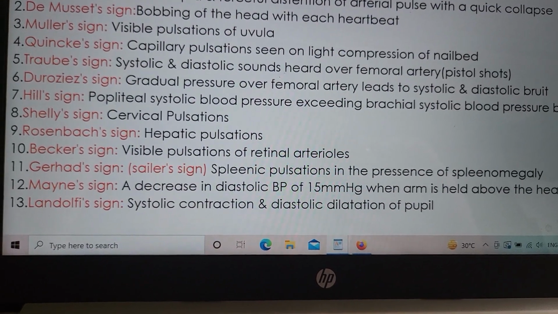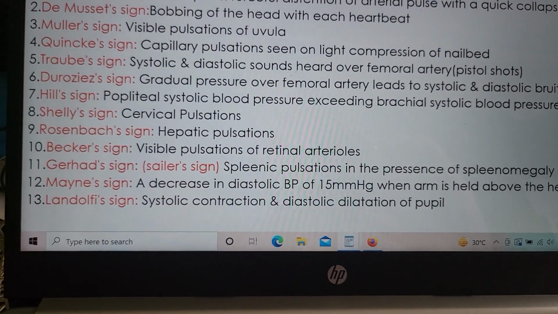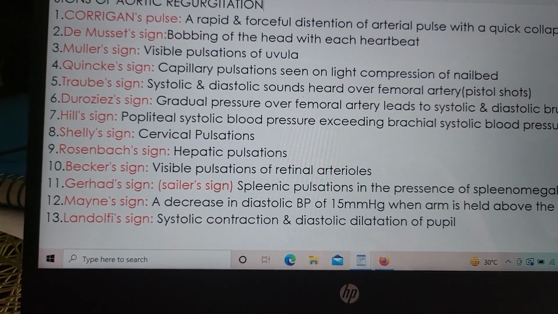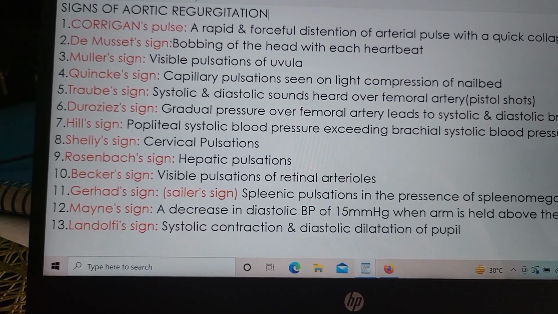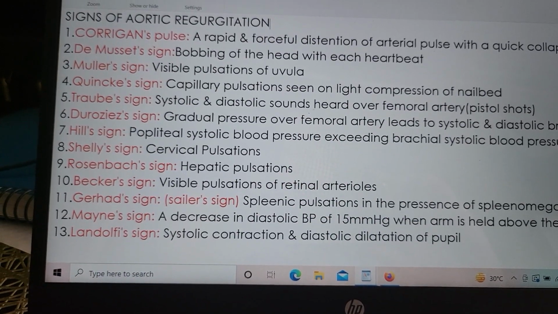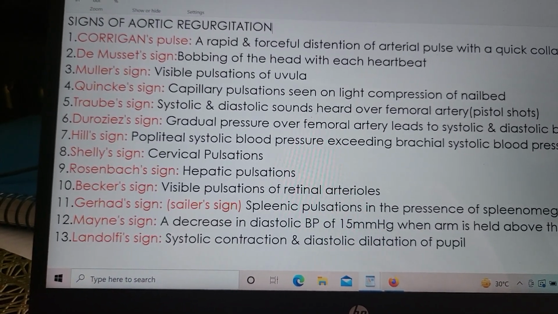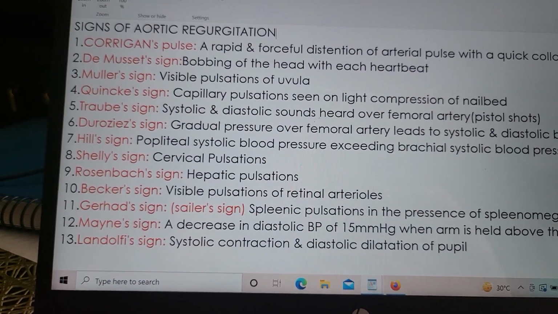Then Traube's sign, also called pistol shots. It is systolic and diastolic sounds that are heard over the femoral artery. Duroziez's sign is gradual pressure over the femoral artery, which will lead to an audible systolic and diastolic bruit.